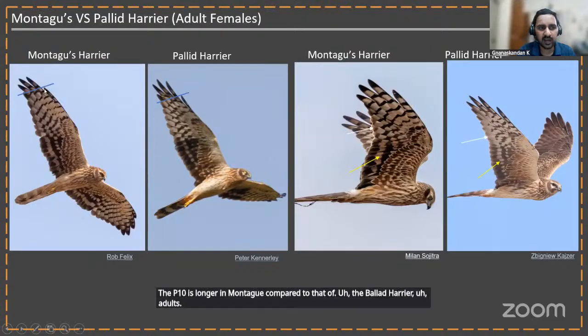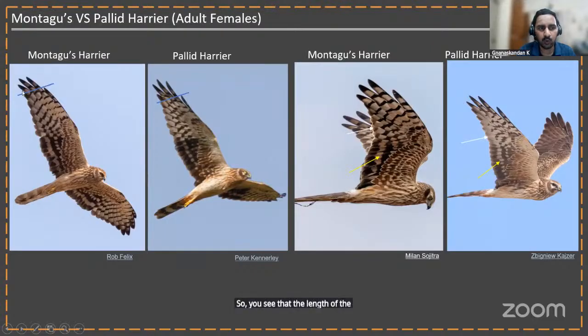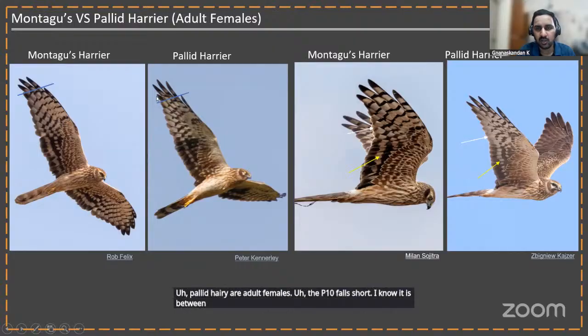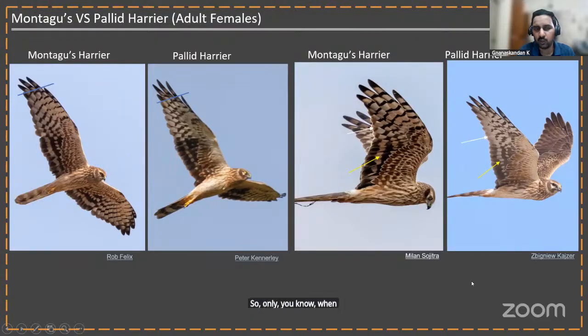So you see that the length of the P10 is almost the length of the P6 in the Montagu's, whereas in pallid harrier adult females, the P10 falls short; it is between P6 and P5. It is very difficult to look at this in the field, but when we have images, this is pretty clear. The P10 is always long in Montagu's, falling about the same size as the P6.